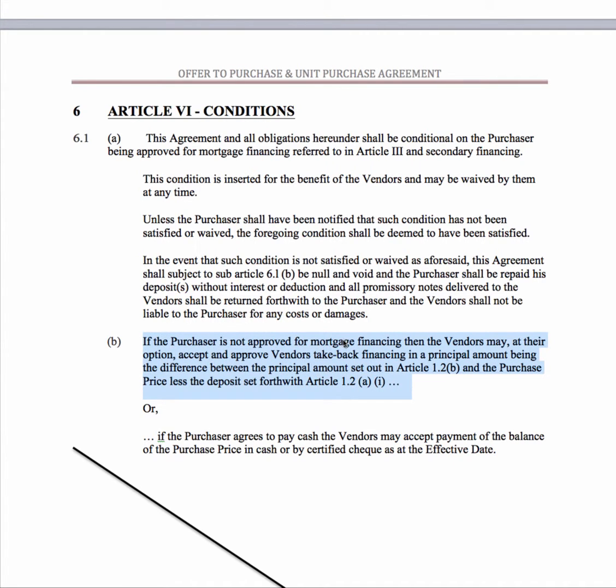If the purchaser is not approved for mortgage financing, then the vendor may, at their option, accept and approve a vendor take-back financing in the principal amount, being the difference between the principal amount set out in Article 1.2b and the purchase price less the deposit set forth. So basically, we have the choice to grant you the first mortgage if we wanted to.